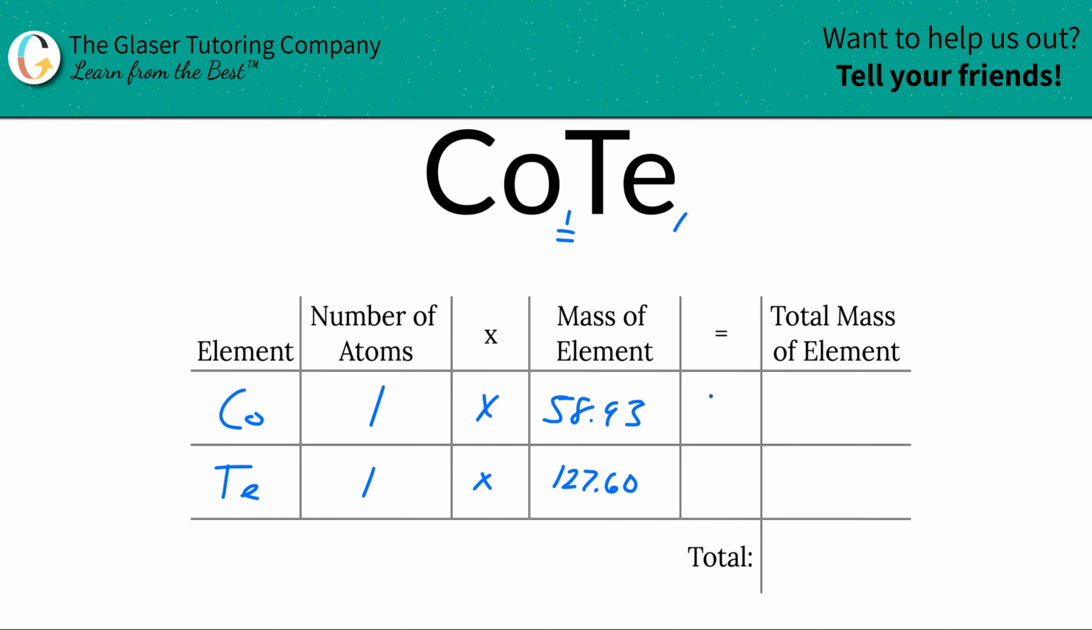127.6. Then to find the total mass of each particular element, we're just going to take the mass of that element and multiply by the number of atoms inside of that compound. So that was a total mass of 58.93 for cobalt. For tellurium, it was 127.60, right? That math is pretty straightforward.